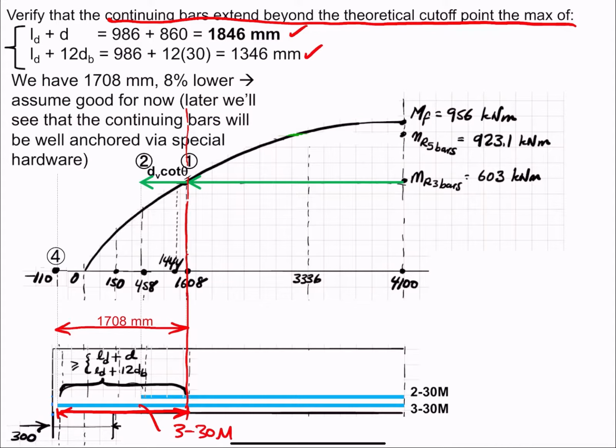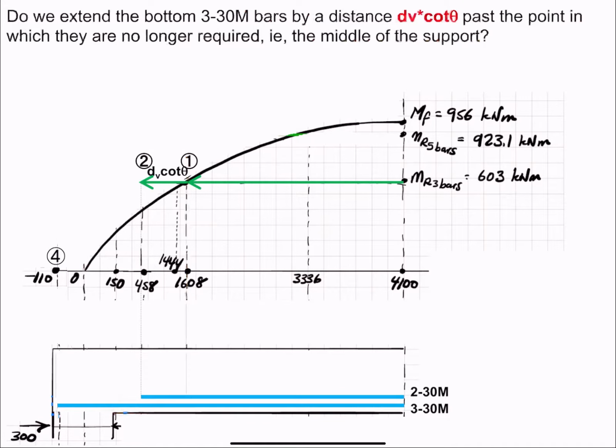Okay, so that takes care of the bottom 3 bars, and then let's think about this location where the moment is 0, and we know that at the simple support, and this may ring a bell. Remember, we have to check something at the middle of the support. Remember the anchorage force? Okay, so the first question is, I have my bottom 3 bars in the middle of the support, where the moment is 0.